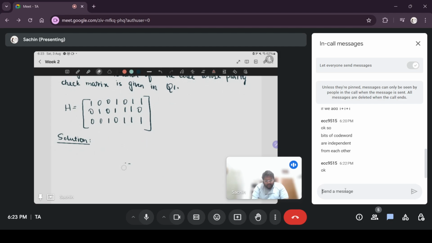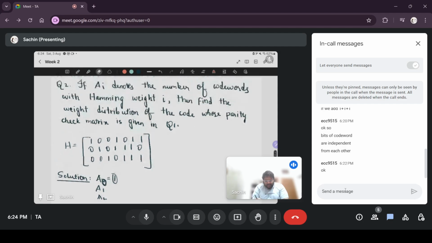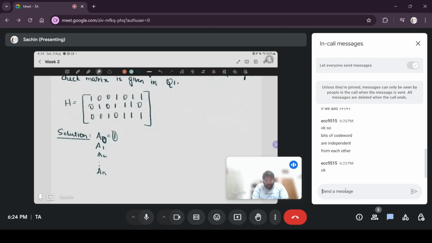And you might have any number of A0 will always be 1 because that's the only code word. 0000 is the only code word with Hamming weight 0. So this index is the Hamming weight. This is the number of code words that have that particular Hamming weight. So A0 is always 1, and then you have to find A1, A2, etc. up to AN. And in this case, there are 7 bits, so you have to find A0 to A7.